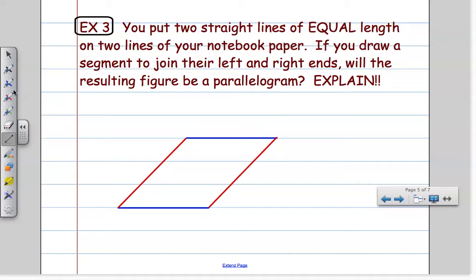Well, is this a parallelogram? Explain. All right, let's see. Remember how the straight lines were of equal length? So I know that these are congruent. I can put tick marks. And if this is notebook paper, what do you know about these two lines on the notebook paper? Don't they have to be parallel? It's the way the notebook is designed. So I also know that these sides are parallel. At this point, I guess that's all I know. I know that I have one pair of opposite sides being both congruent and parallel.